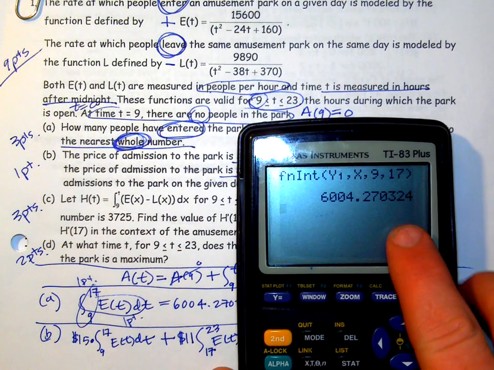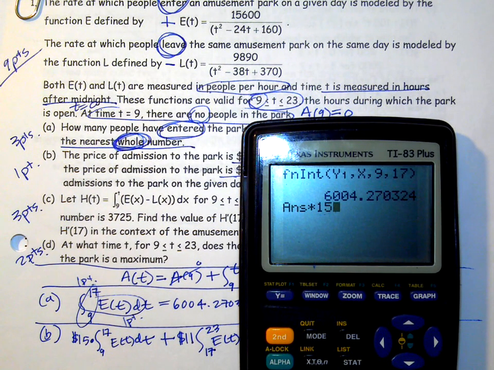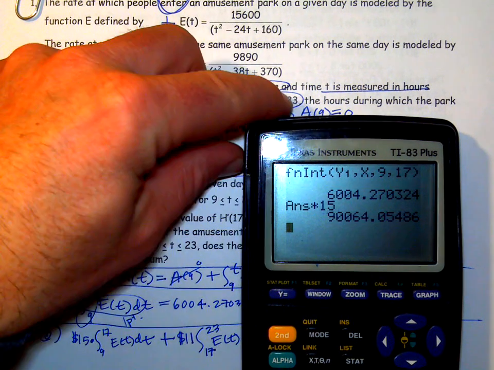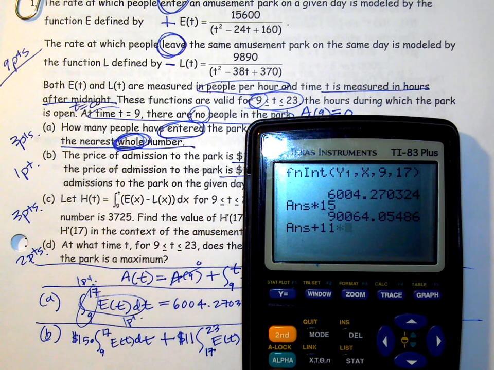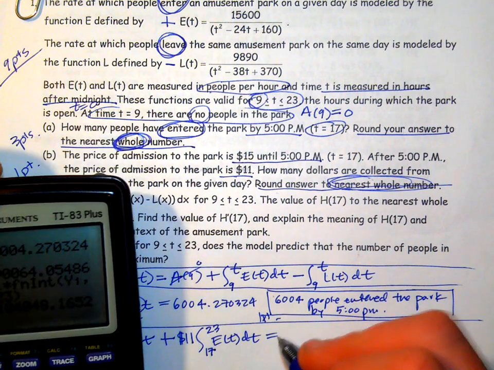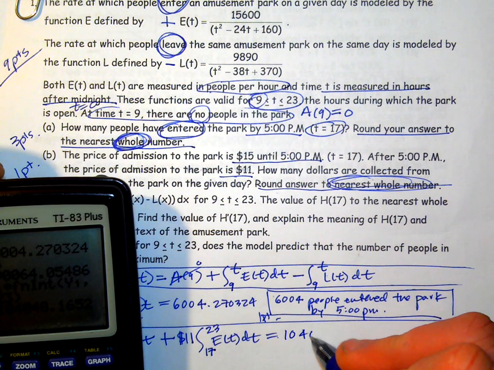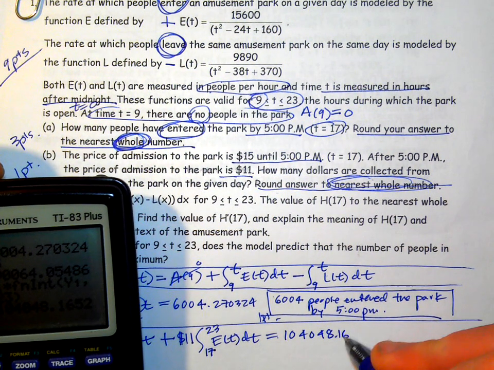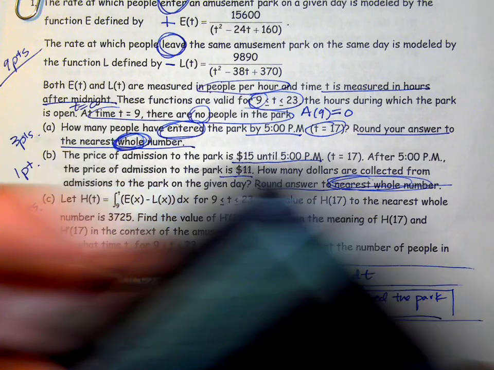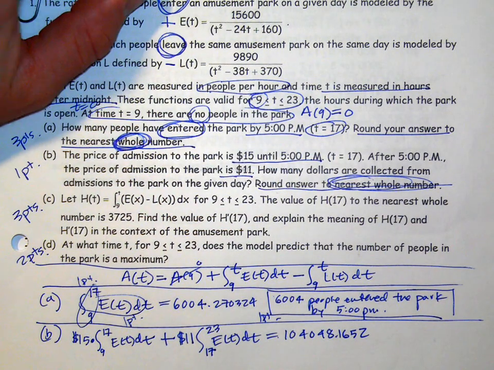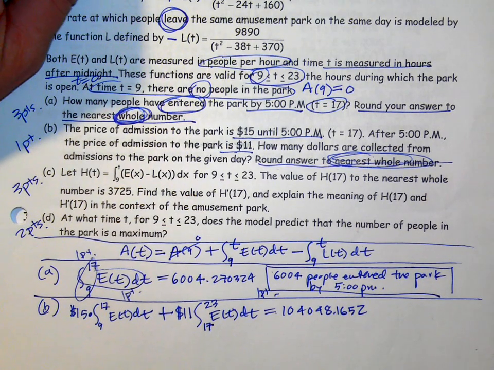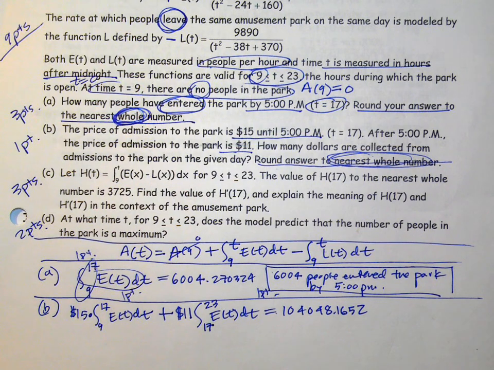And in fact, we already got the answer for the first part. So we could say times 15. So that's that part, plus 11 times math 9 vars y vars function y1 comma x comma 17 comma 23. And there you go. It's 104,048.1652. Now, it would make sense to go ahead and potentially get cents of a dollar, except that they don't actually charge anyone a fraction of a dollar.